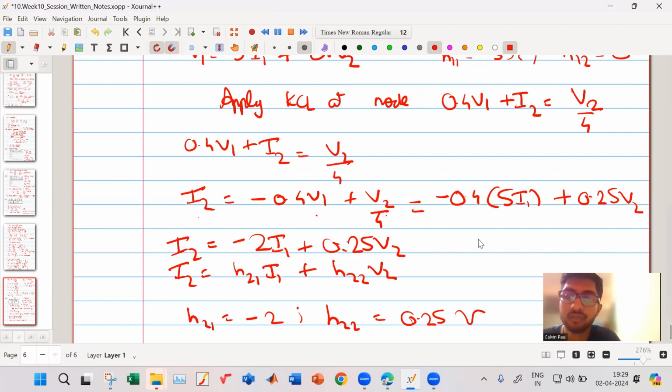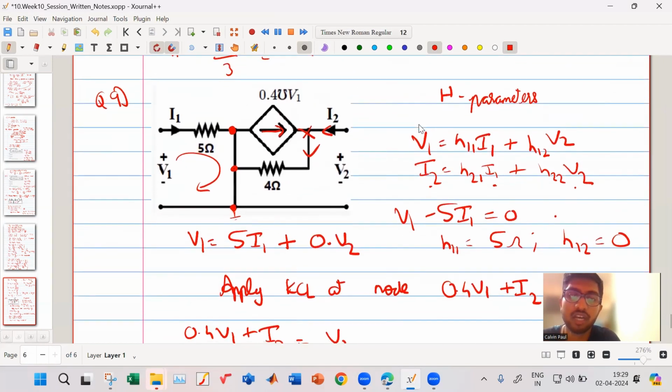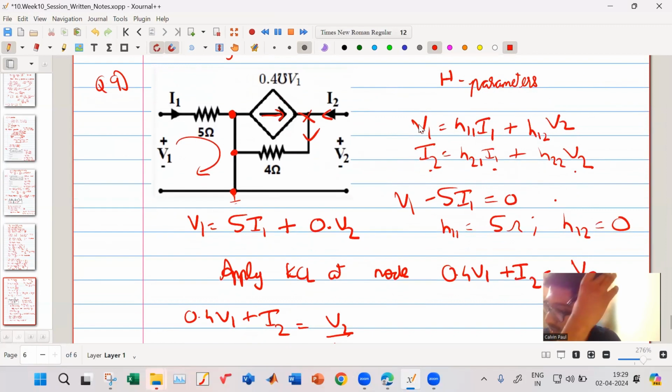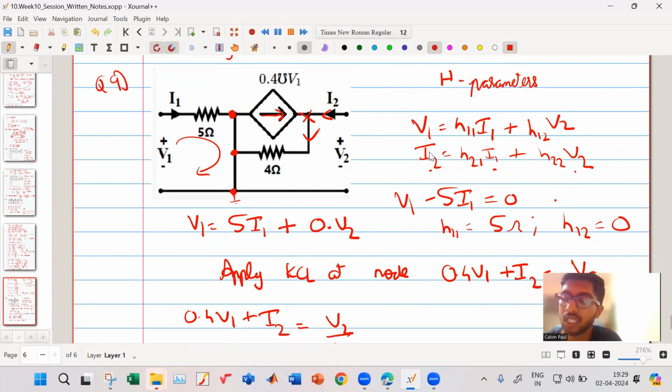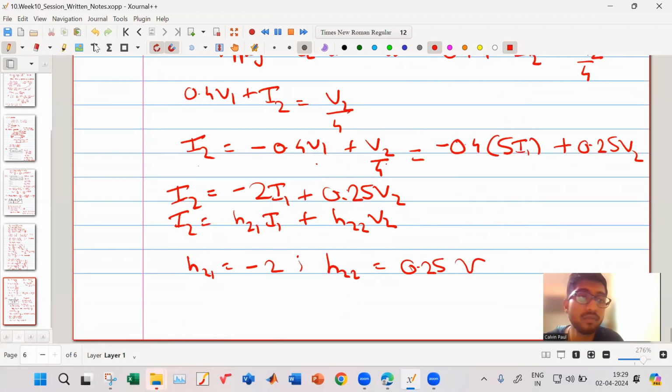So we solved it. In half a page, we were able to solve this. This is a very, very simple question. It almost always boils down to KVL and KCL, and just representing the equations in the form you want them to be shown. So now we'll go to the next question.